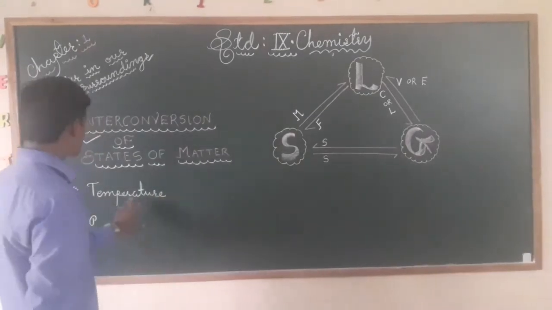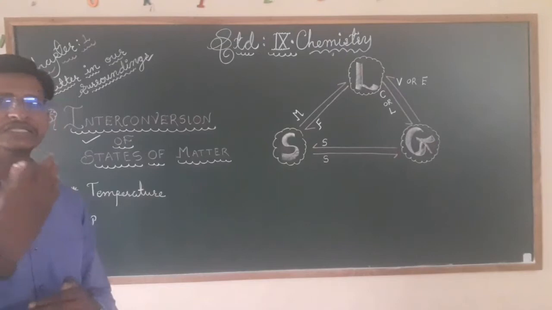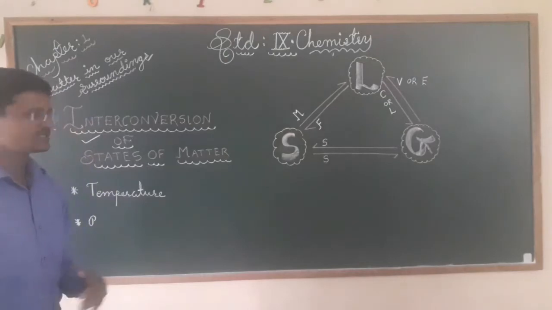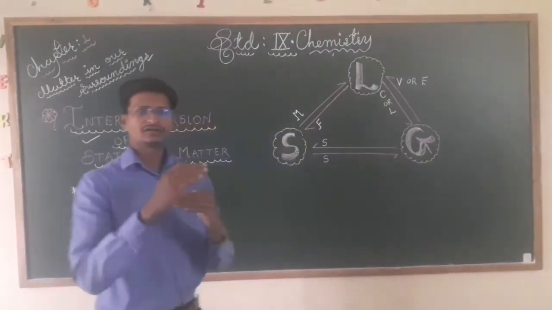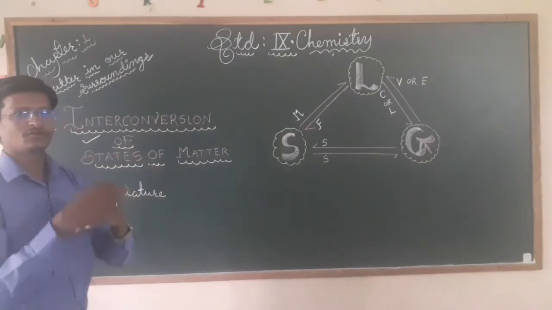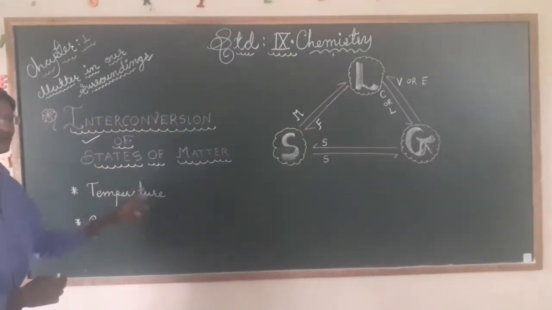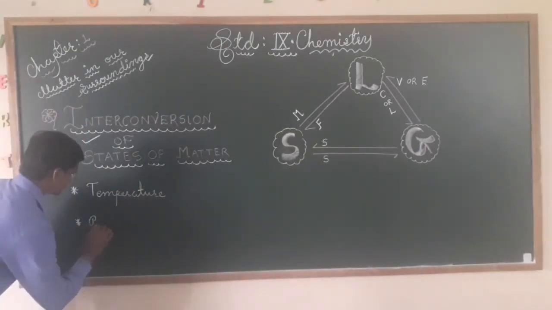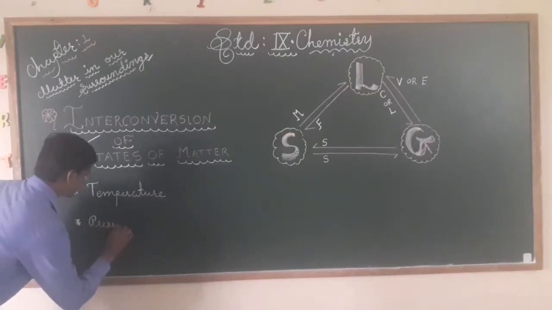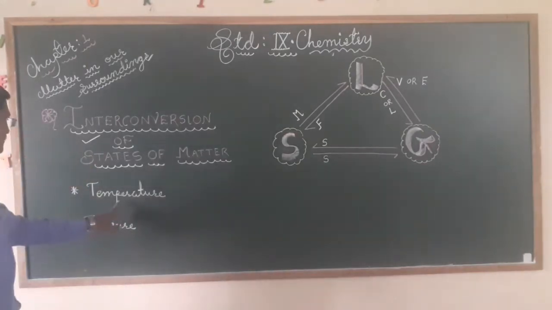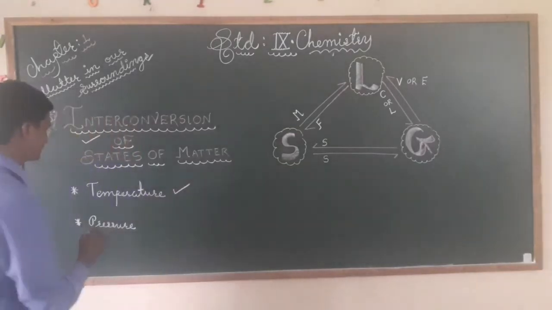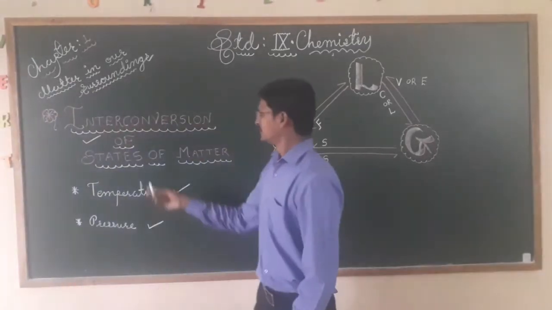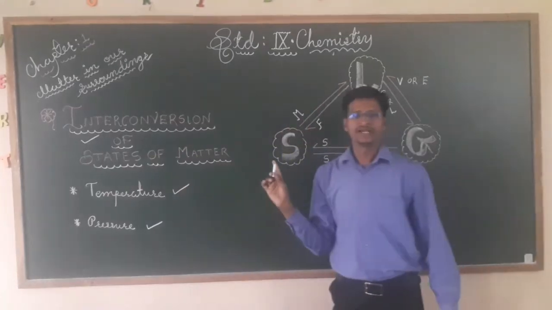See, first is the temperature. If temperature is increased, it changes its state. If temperature decreases, it changes its state. So temperature plays an important role. Another factor is pressure. So first is the temperature, the main factor, and next is the pressure. These are the two factors on the basis of which the interconversion of states of matter is possible.